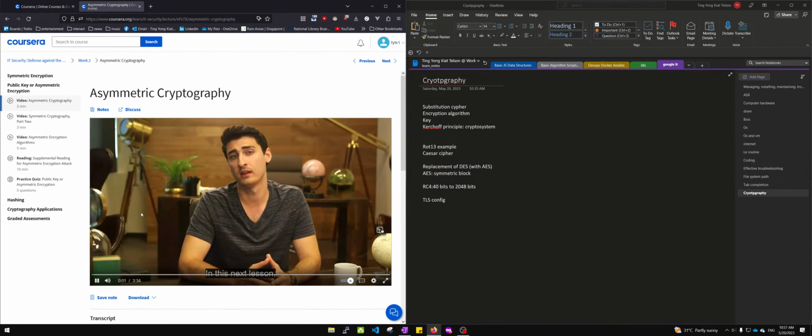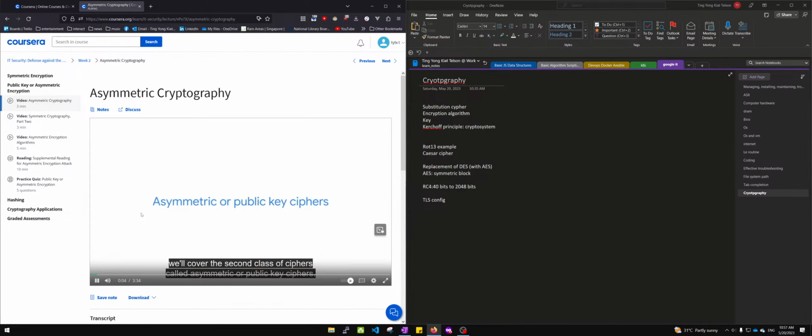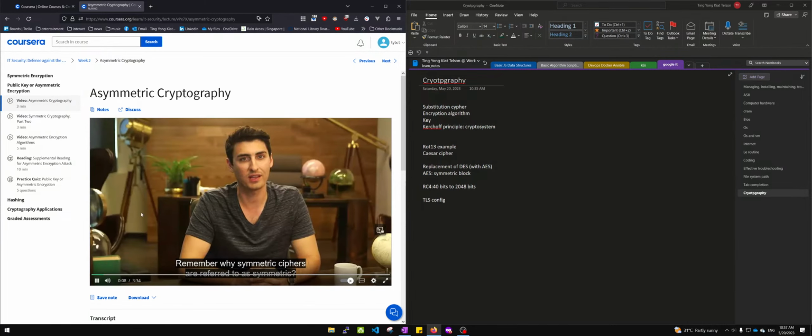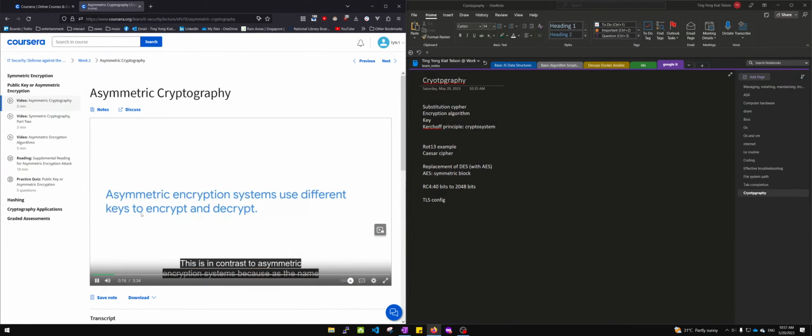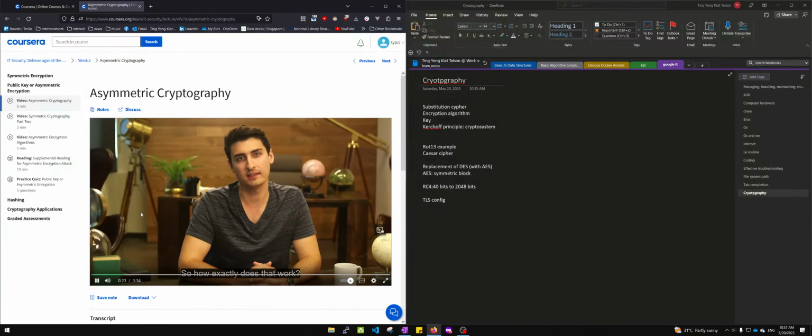In this next lesson, we'll cover the second class of ciphers, called asymmetric or public key ciphers. Remember why symmetric ciphers are referred to as symmetric? It's because the same key is used to encrypt as to decrypt. This is in contrast to asymmetric encryption systems because, as the name implies, different keys are used to encrypt and decrypt. So how exactly does that work?